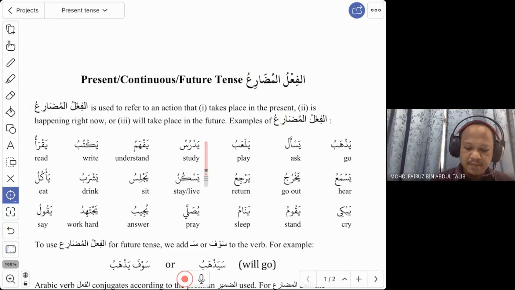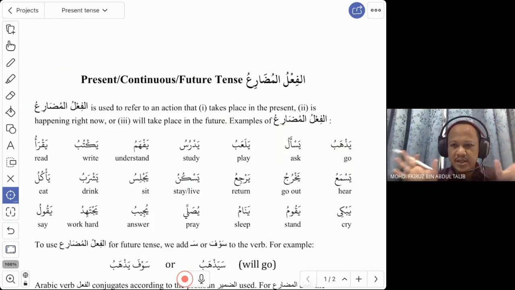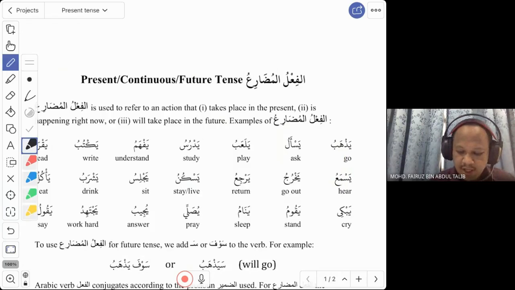And these are some examples of the fi'il mudari. If you compare this to the lesson on fi'il madi last week, I used exactly the same verbs. What I did here is I changed them to fi'il mudari in the present tense form. For example, the first word is yazhabu. You can compare this to the previous lesson, where the verb was zahaba. Zahaba, now it becomes yazhabu.